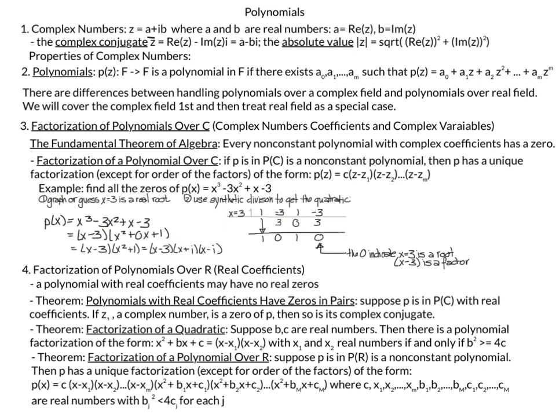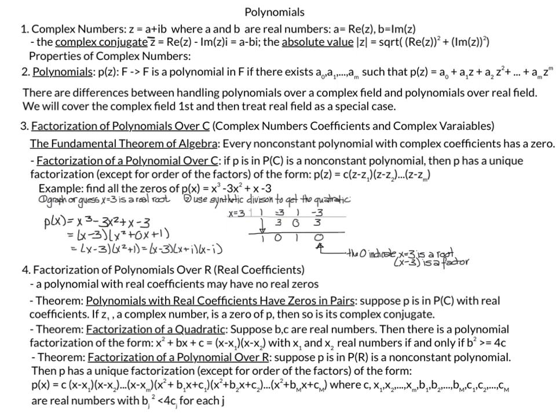Many of the things we'll go over in this video are familiar to you because you're used to polynomials from algebra in middle school, except that now we have the possibility that the field is going to be the complex numbers. So there are differences between handling polynomials over a complex field and polynomials over a real field. So we'll cover the complex field first and then treat the real field as a special case. Perhaps the most important thing we will be doing is factorizations of polynomials, because that's what we're going to use when we talk about eigenvectors and eigenvalues. We'll need to factor the characteristic equation.